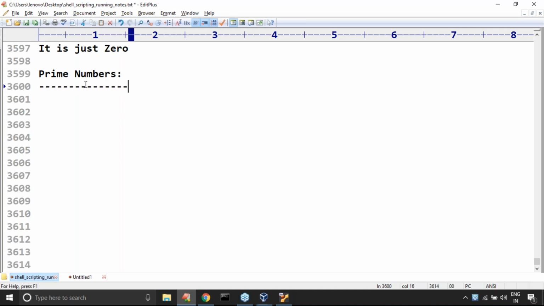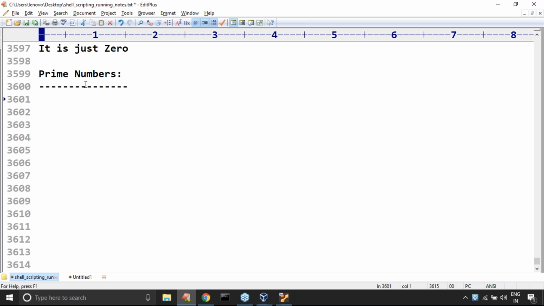Based on the prime numbers concept, we can develop multiple scripts. Write a script to test whether the given number is a prime number or not. Write a script to generate all prime numbers less than or equal to 100. Write a script to generate the first 10 prime numbers. Multiple examples we can write based on prime numbers, so first you should be aware what a prime number is. Can anyone tell what is a prime number?